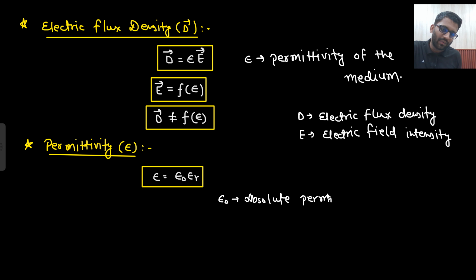Absolute permittivity. As of now, you do not need to mug it up, because these things will be used again and again. So eventually you are going to remember it. And epsilon r is known as relative permittivity.